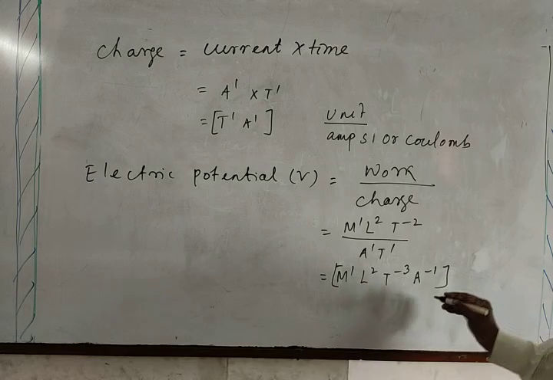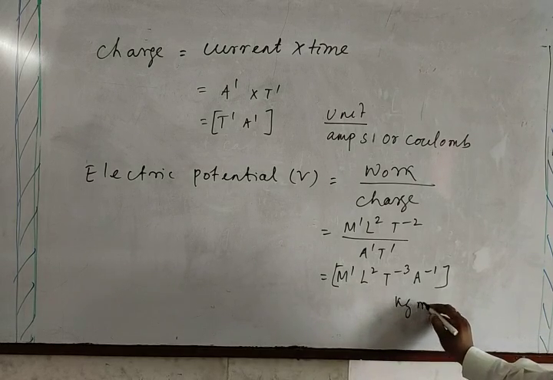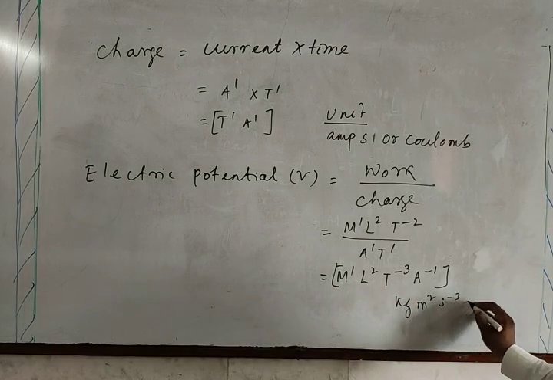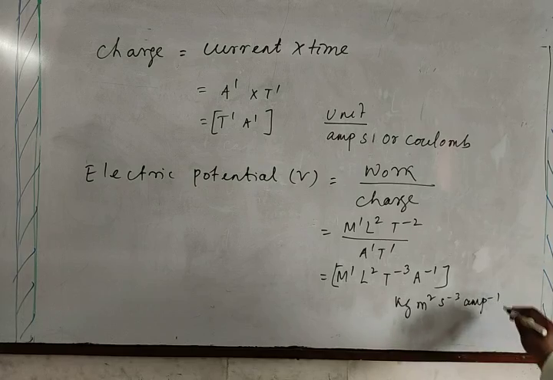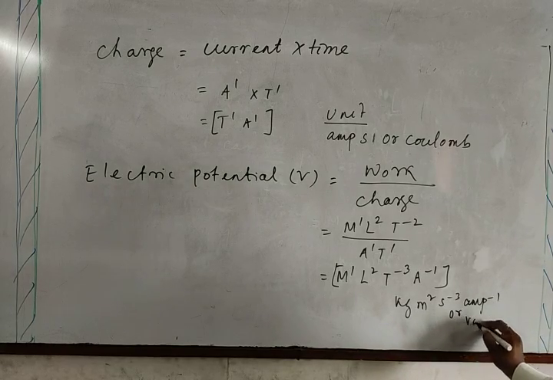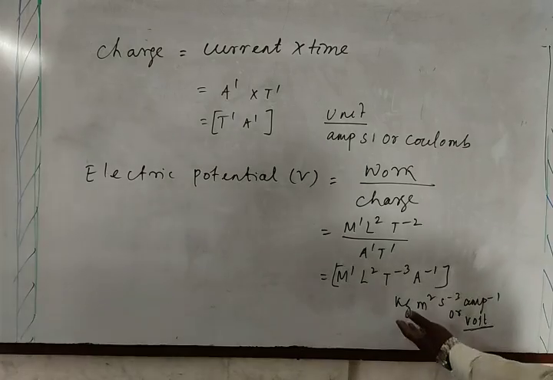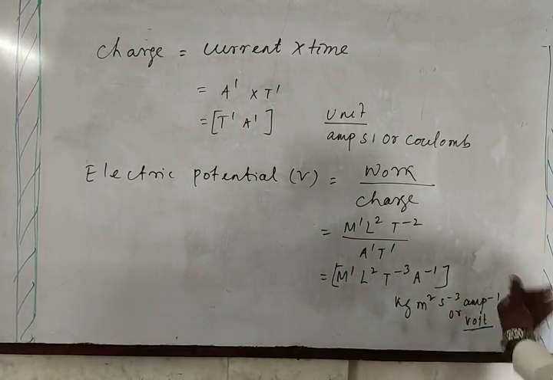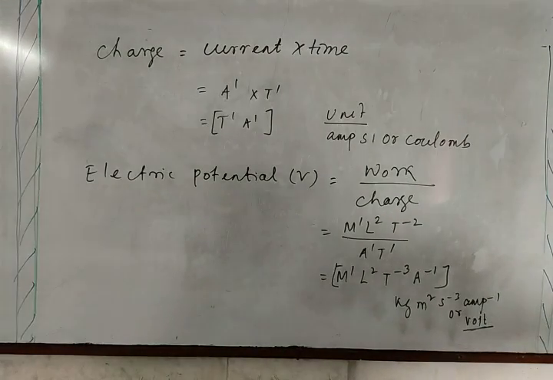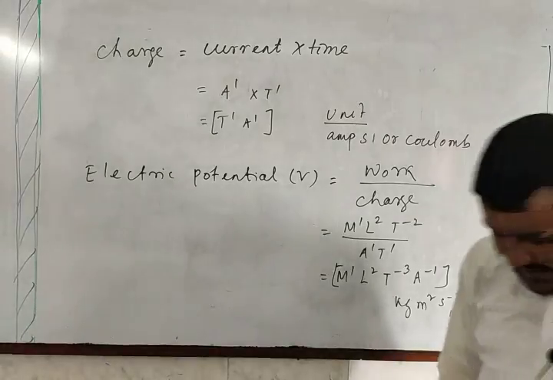Okay. So if you write this, kg meter square second minus 3 ampere minus 1, or simply this is written as a volt. This is represented as a volt. Instead of writing all these things, you can write this as a volt. Okay, that is your electric potential.